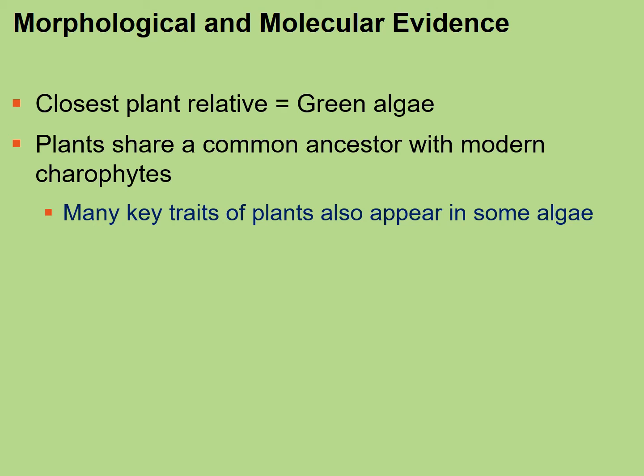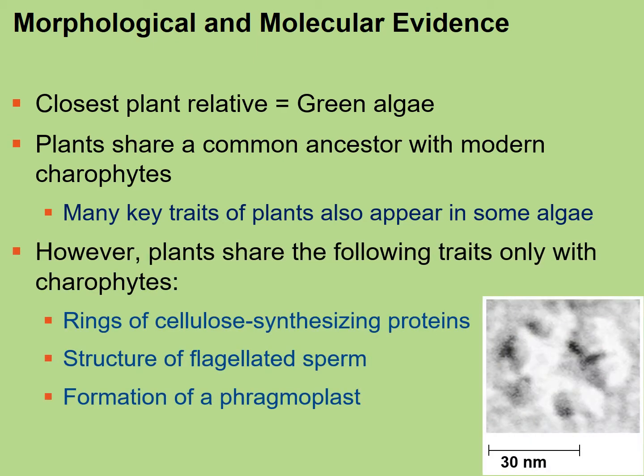Now, there are many key traits of plants that also appear in some algae. However, there are key traits that are only found in the charophytes specifically, and this is the evidence that leads us to believe that the charophytes are basically what land plants evolved from, or they have the closest ancestor. These three traits are the following. We have rings of cellulose synthesizing proteins. What does that mean? Cellulose is being produced, and it makes up the cell wall of plants. Of course, you need proteins that produce the cellulose, and they form in rings during the process of synthesizing the cellulose.